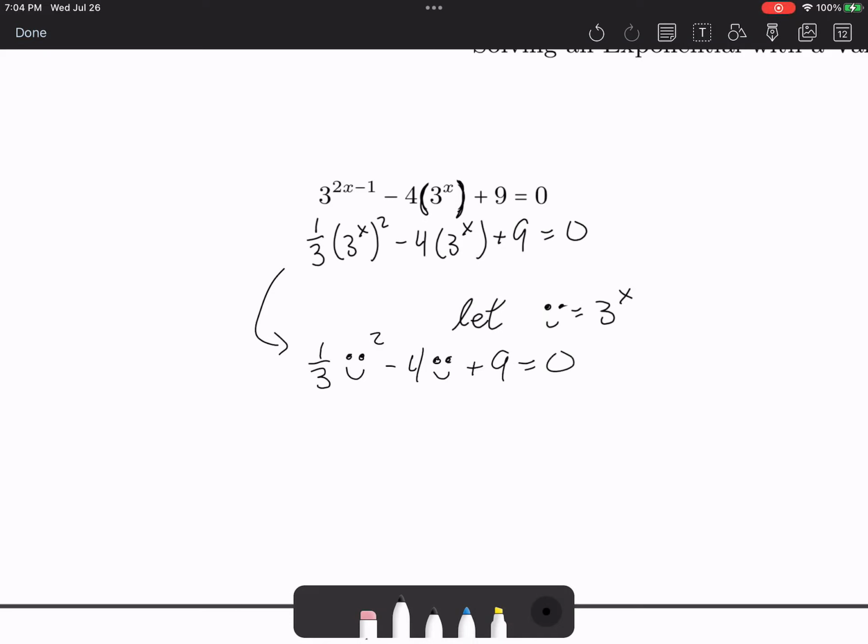to 0. Now, you should be pretty happy here because this is a quadratic equation in the variable smiley face. We know how to solve these, right? We've got the completing the square, we have the quadratic formula, or maybe this is going to factor nicely. Let's see if it factors nicely. If I multiply everything through by 3, I end up with smiley face squared minus 12 smiley face plus 27 is equal to 0.